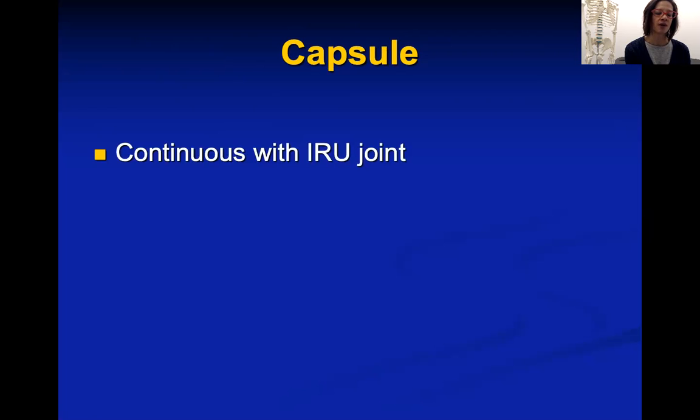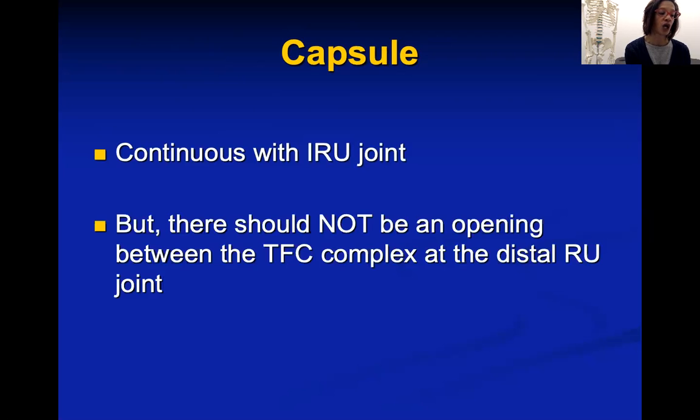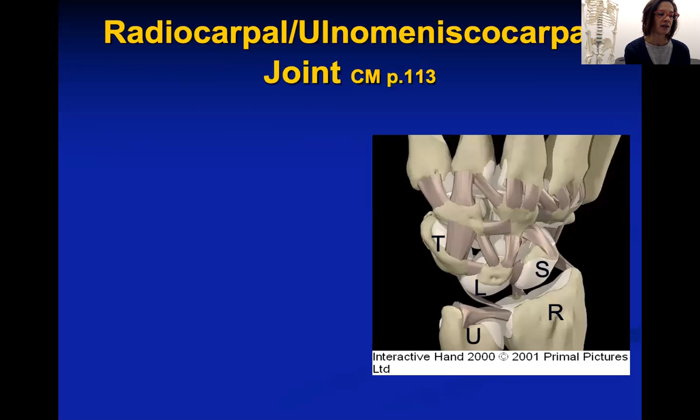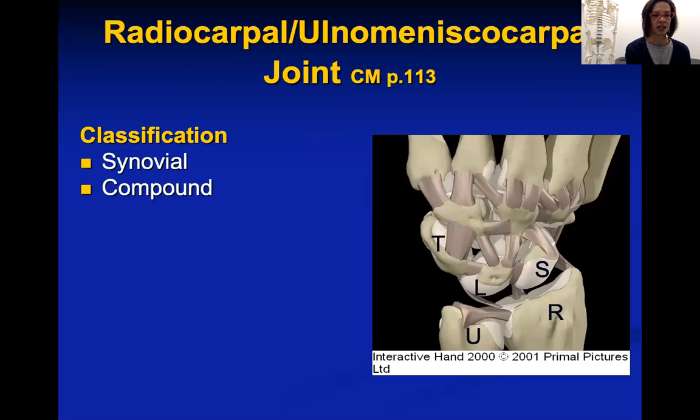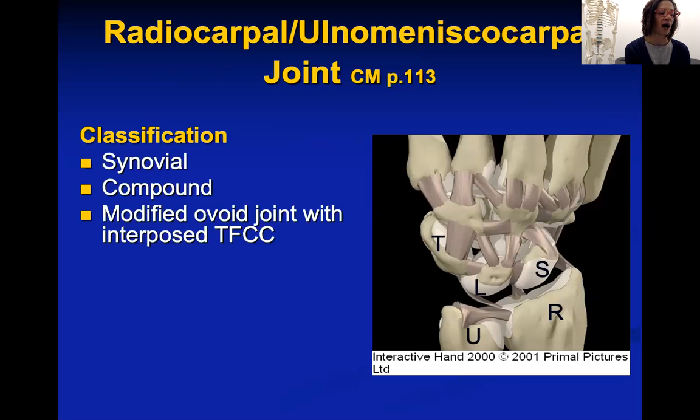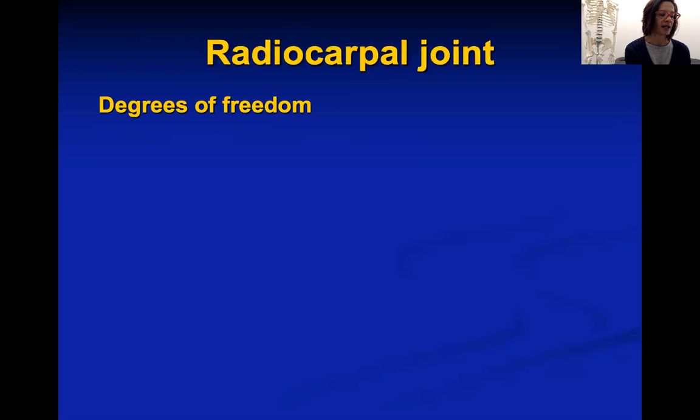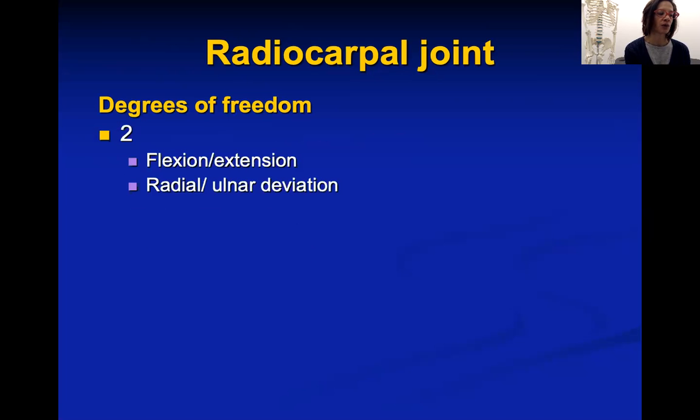The capsule, as we already said, it's continuous with the inferior radioulnar joint, but there should not be an opening between the TFC complex and the distal radial ulnar joint. The radiocarpal ulnomeniscal joint classification is synovial, compound, again, as we just said, it's all in the same capsule, modified ovoid joint with the interposed TFCC, in which case you could say that it's complex because it has a disc in between. The radiocarpal joint, the degrees of freedom is 2.